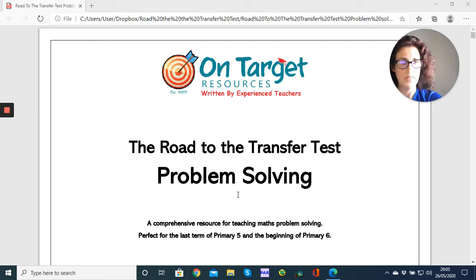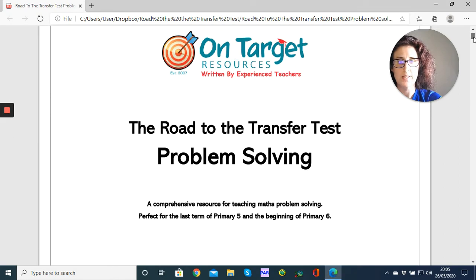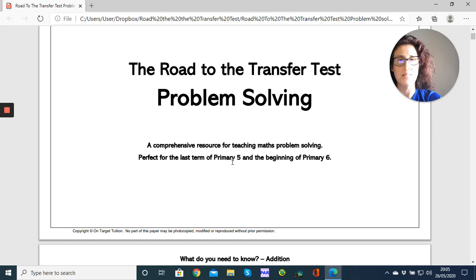Hello, I'm just going to give you a very quick look at our brand new resource, which is called the Road to the Transfer Test Problem Solving. This is designed to be used for the last term of Primary 5 and the beginning of Primary 6. It's really taking children through the basic skills of problem solving, which is extremely important for the transfer test. So we're building skills in Primary 5 and working towards what they need to know for the AQE and the GL tests.